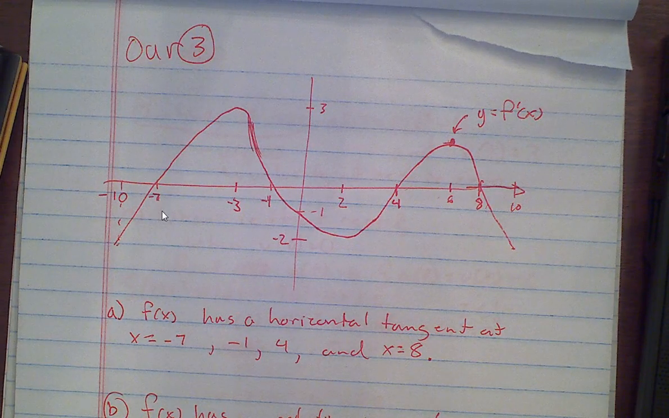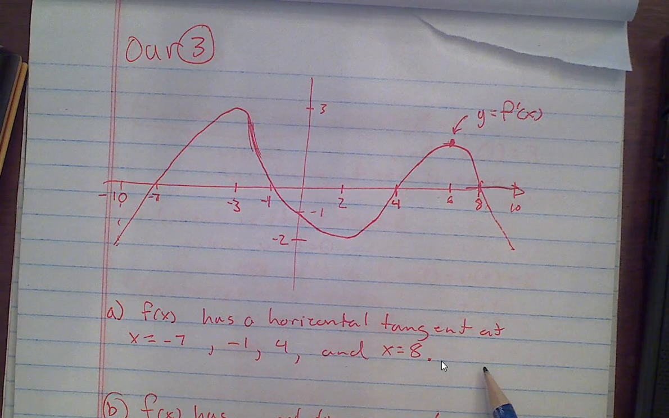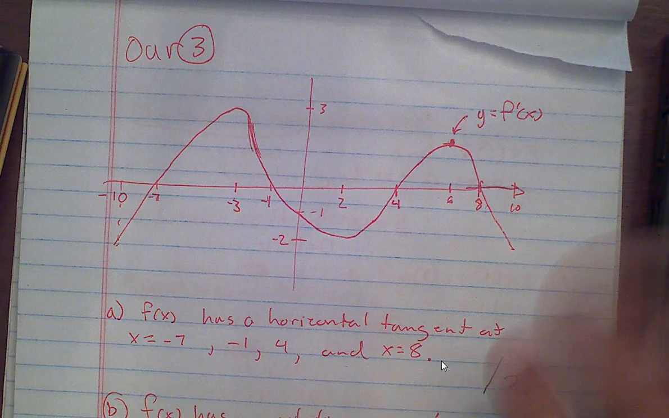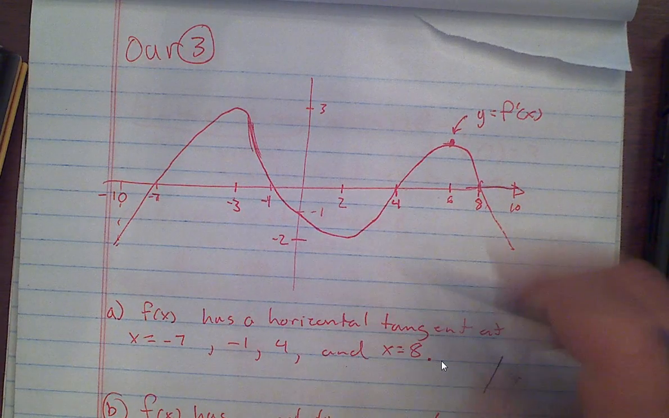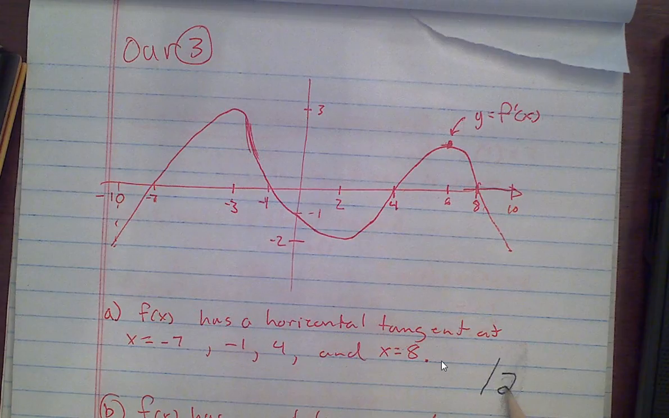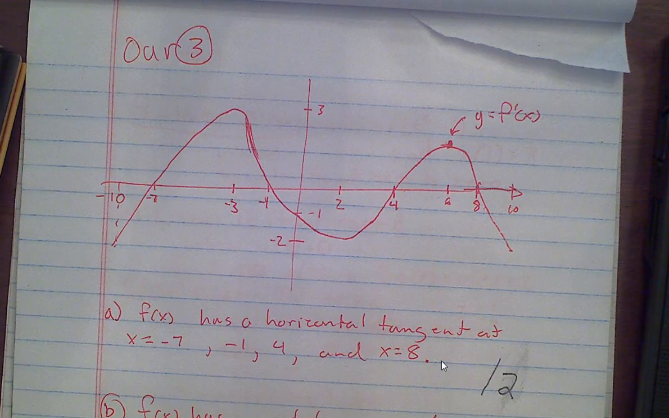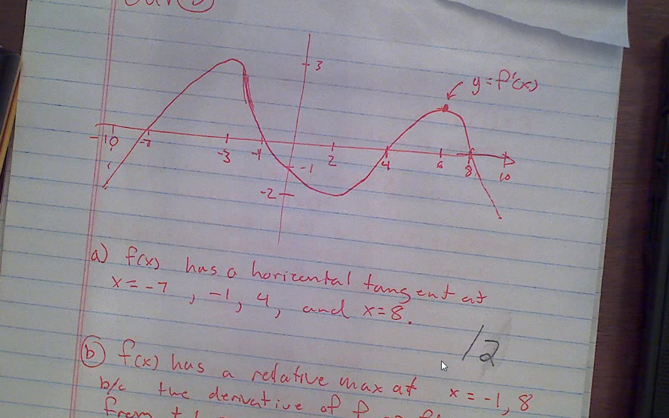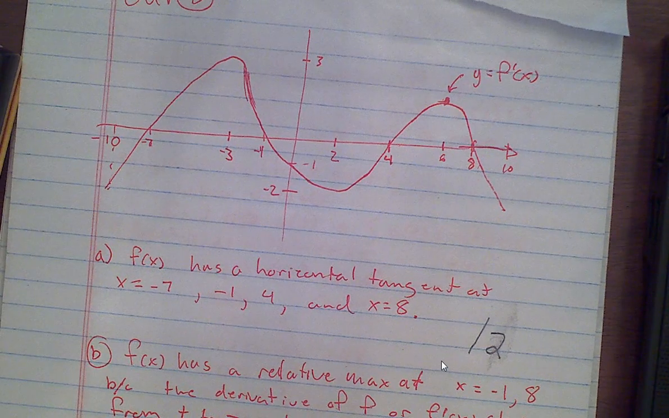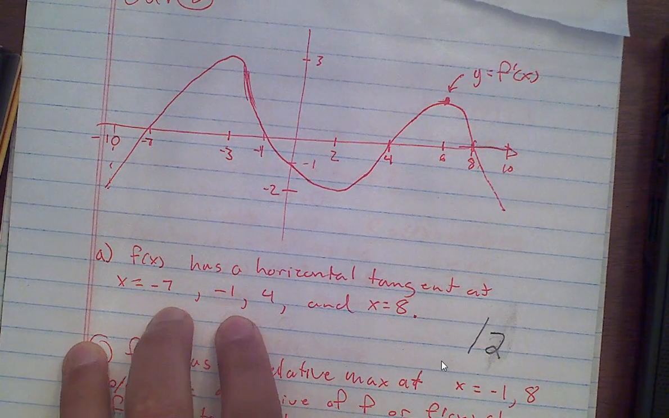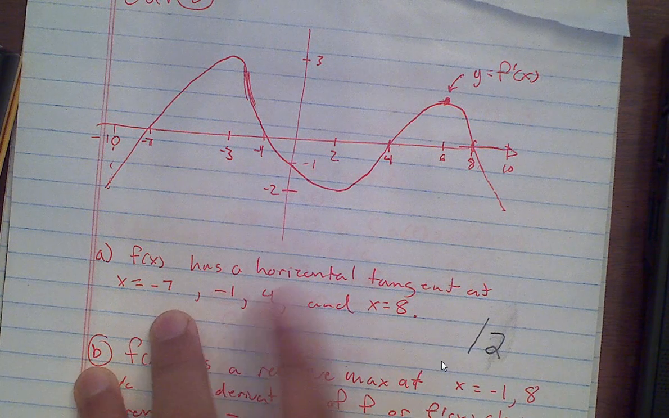So there's at -7, -1, 4, and 8. The derivative is equal to 0. But this one doesn't ask us to justify, so we'll just do this one out of 2. So hopefully you found all 4. If you got 2 out of 4 you get 1 point. If you get 4 out of 4 you get 2 points.